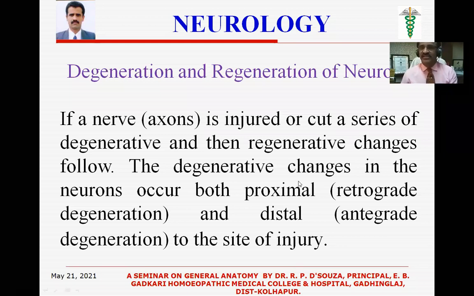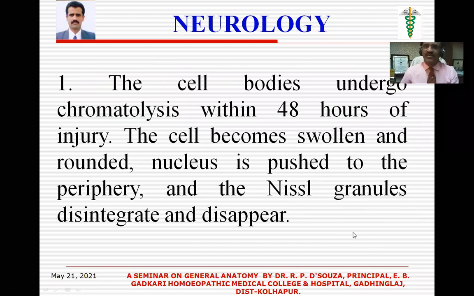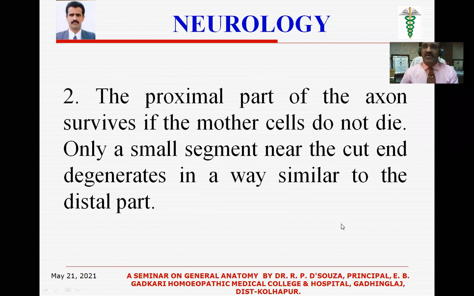The degenerative changes in the neuron occur both proximal, that is retrograde degeneration, and distal, antegrade degeneration, to the site of injury. The cell bodies undergo chromatolysis within 48 hours of injury. The cell becomes swollen, rounded, and the nucleus is pushed to the periphery, and the nuclear granules disintegrate and disappear. The proximal part of the axon survives if the mother cells do not die. Only a small segment near the cut end degenerates in a way similar to the distal part.